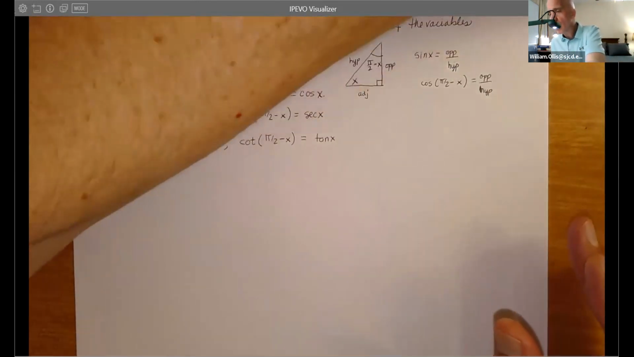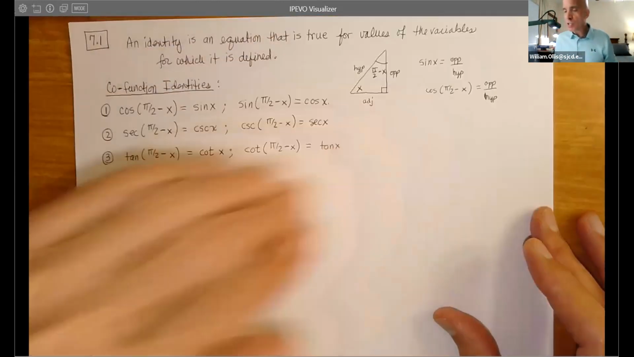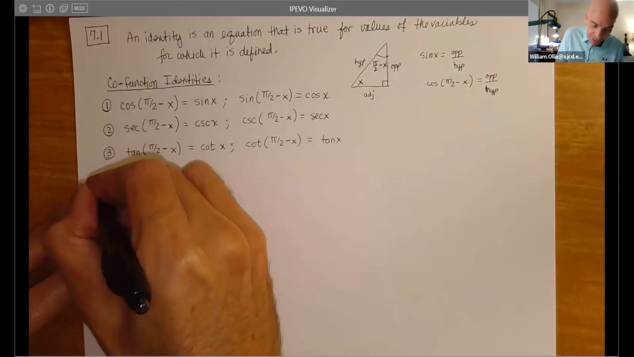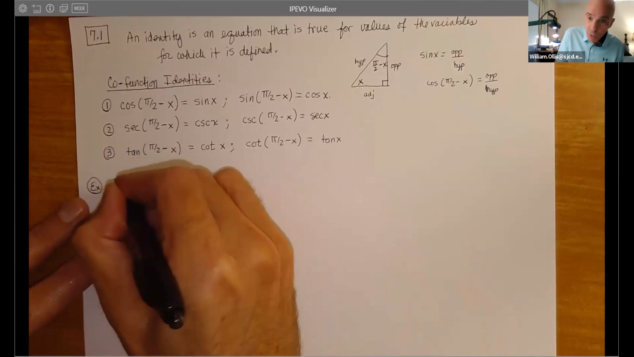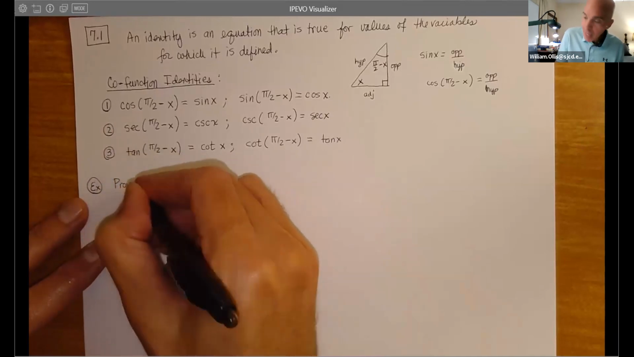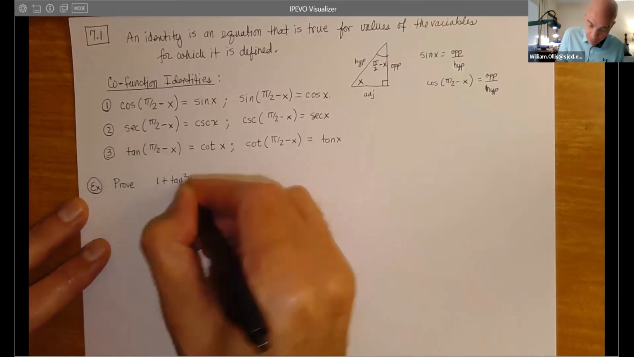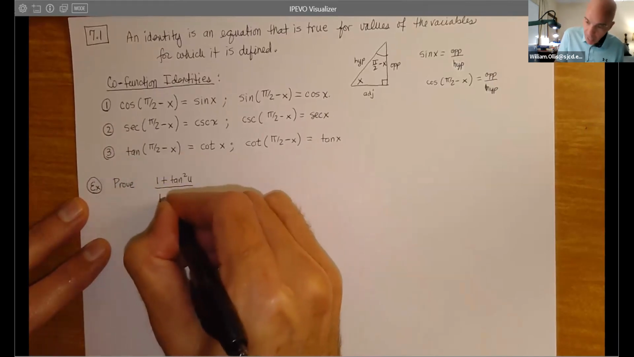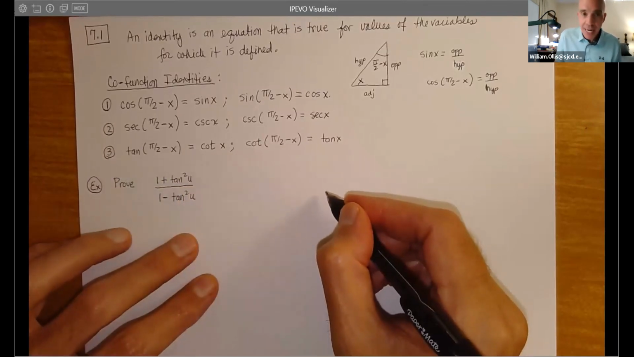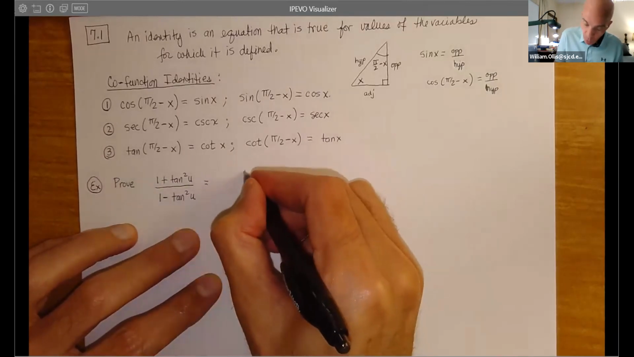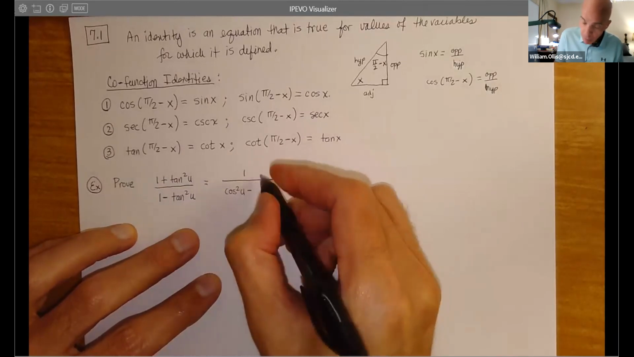So what I want to do here is do a couple of identities. When we prove an identity, we just show that one side equals the other. And that just means by whatever methods you like. So here, let's do this particular example. We want to prove, in this case, that 1 plus tangent squared of u divided by 1 minus tangent squared of u equals 1 divided by cosine squared u minus sine squared u. Again, these are just right from your WebAssign and right from your textbook.